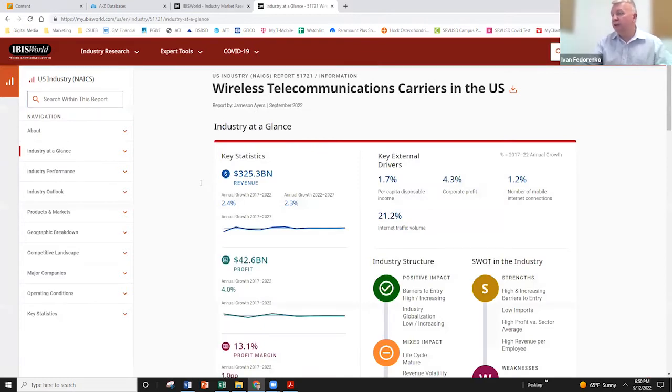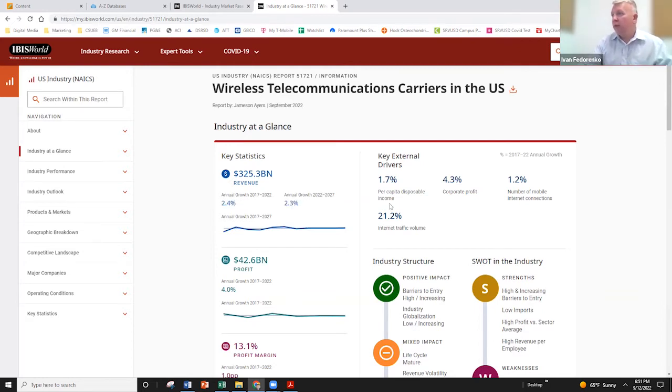I start from Industry at a Glance. It gives me information about the industry size. So wireless telecom in the United States is a 300 billion dollar industry. And it gives me information about the growth rate. We see that this industry is growing very, very slowly, like 2% per year. It's a mature business. Everyone who needed a smartphone already has one. There are no new customers anywhere on the horizon, so it's very hard to grow in this industry. It's growing about 2% a year.